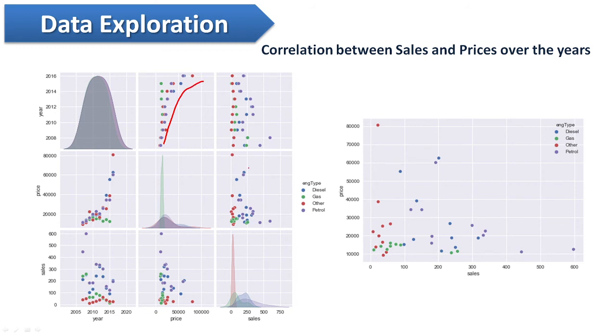The other interesting plot: if you're going upwards, the price is increasing, and if you're going horizontally, the sales are increasing. But you can see the dense sales reported in this particular region. Most of the sales are scattered in that region. What does it say? The sales are more in this price range, approximately from 10,000 to 40,000.